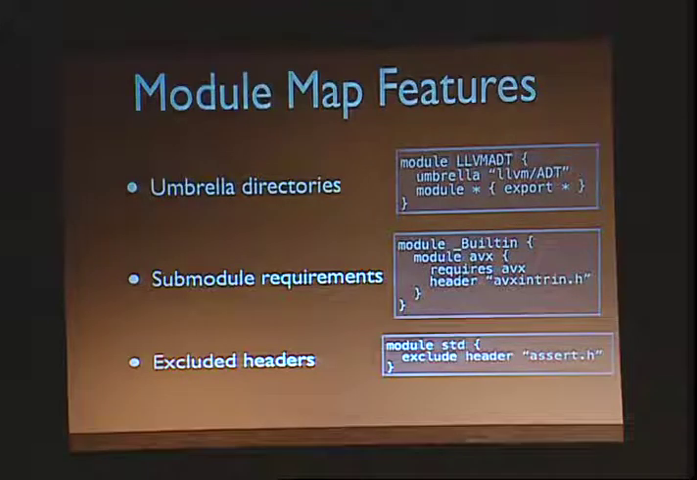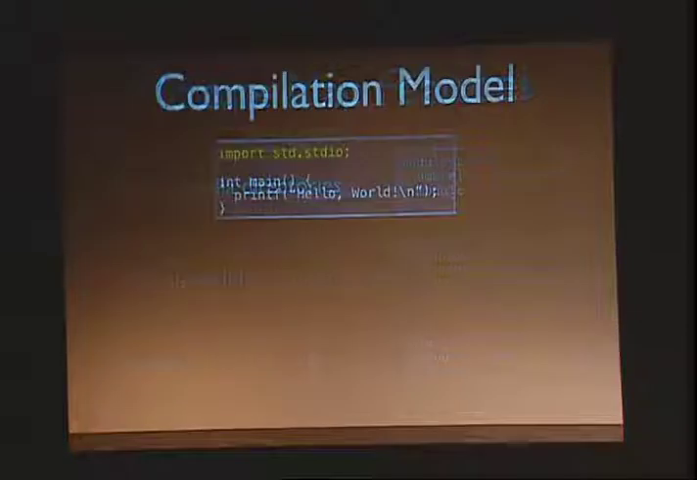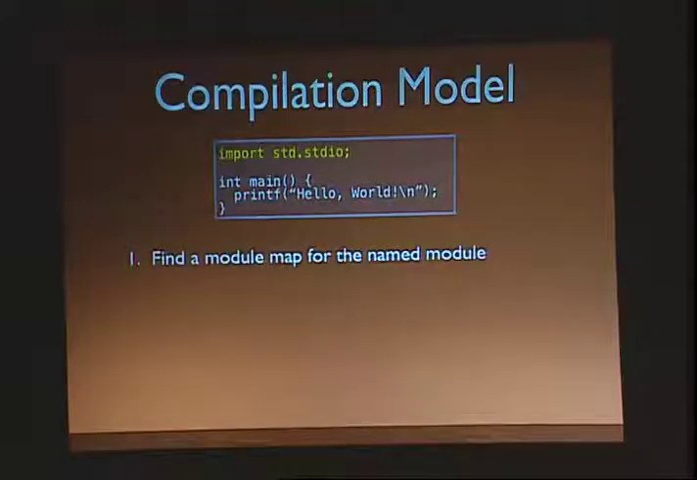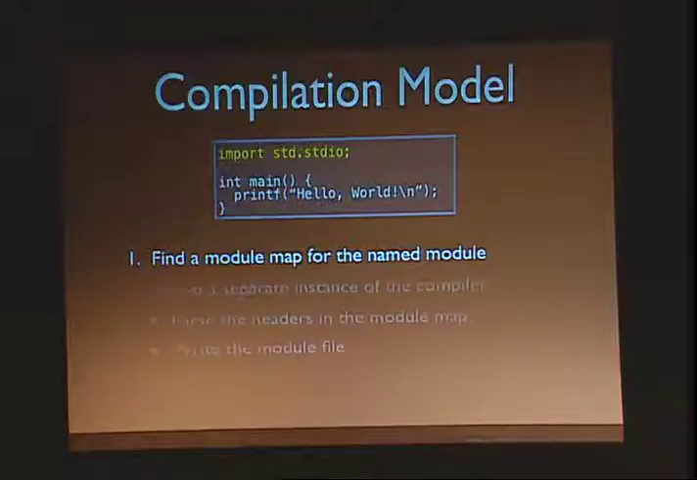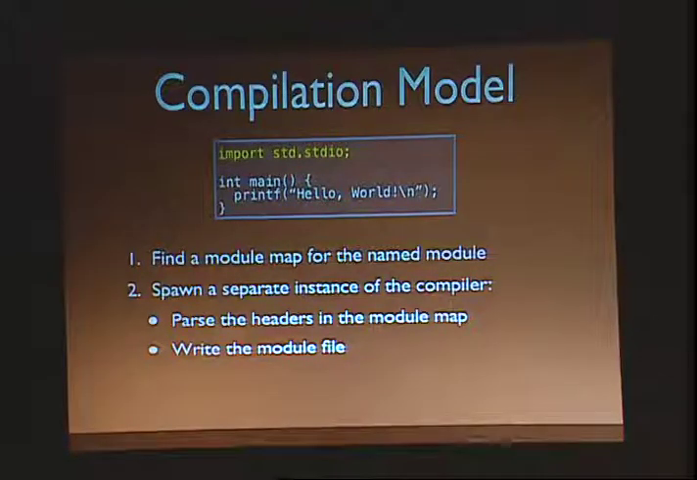So module maps give us this way to describe software libraries as modules using the headers that are there, but how do we actually compile it? How do we make hello world actually work? So what the compiler does here is it sees an import of std.stdio, and it's going to go hunting for a module map that describes the std module with its stdio submodule. When it actually finds that module map, it's going to spawn another copy of the compiler, another thread, another process. We don't really care what it is. But what that other instance of the compiler is responsible for doing is parsing all of the headers named within that module map in a separate context. It has nothing to do with your own preprocessor context.